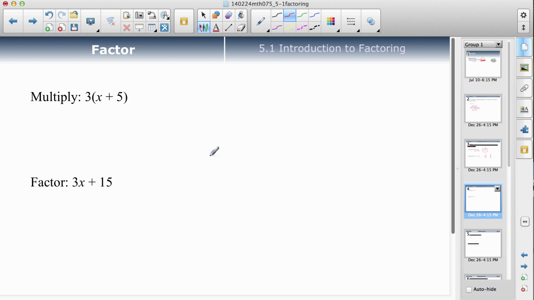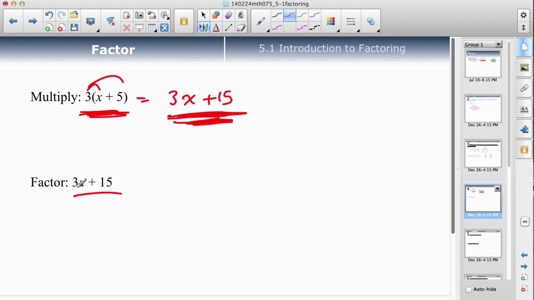Okay, so when we are factoring, we're doing the opposite of what we're doing here. So this question says to multiply or simplify, so I'd multiply each of those out, I'd get 3x, 3 times 5 is 15. So this expression here is the same as this. It's just that this one is a simplified version. This one is actually a factored version. So in this section, what we're wanting to do is take something like this and factor it.